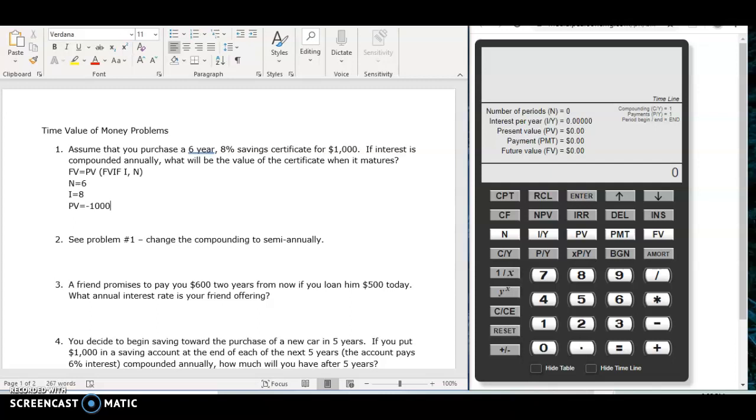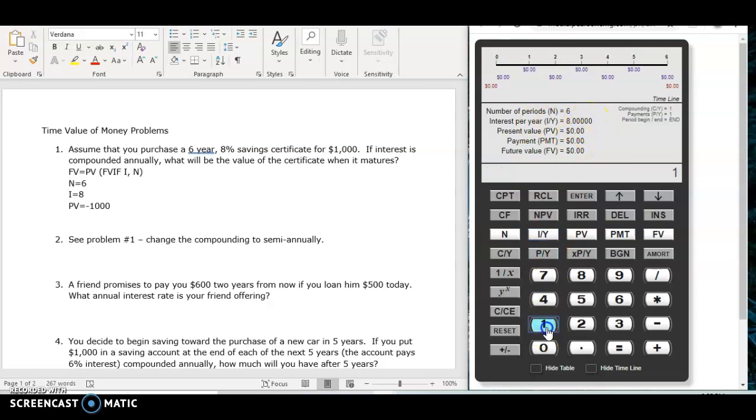Now we go over to the calculator. This is what we're going to enter. We're going to just kind of go in order. So we're going to hit reset. We're looking for 6, and then we're going to hit N, and then we can see that up here, number of periods went to 6. We're going to hit 8, and then I, and we can see that our interest per year is now 8%.